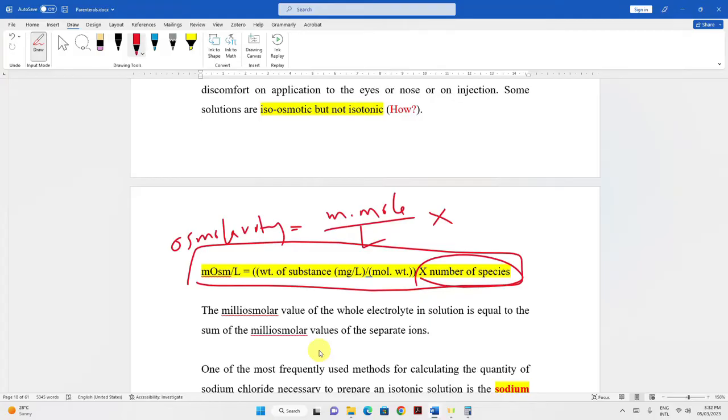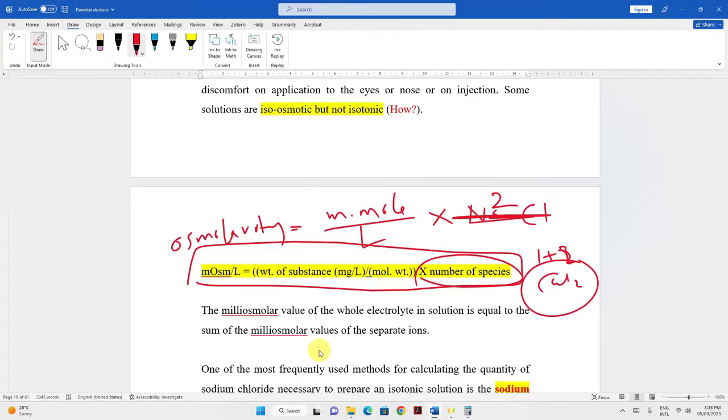For example, NaCl will dissociate to Na and Cl. So how many? Two. Theoretically it's two, practically it's about 1.8. For calcium chloride, it will be 3: one calcium and two chloride. So the total will be 3. This is how you calculate osmolarity.